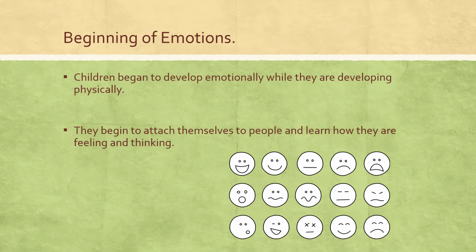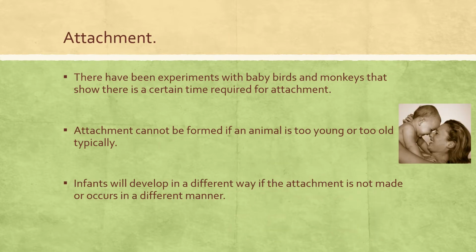So children begin to develop emotionally while they are developing physically as well. They begin to attach themselves to people and learn how they are feeling and thinking. There have been experiments with baby birds and monkeys that show there is a certain time required for attachment. Attachment cannot be formed if an animal is too young or too old typically, and infants will develop in a different way if the attachment is not made or occurs in a different manner.